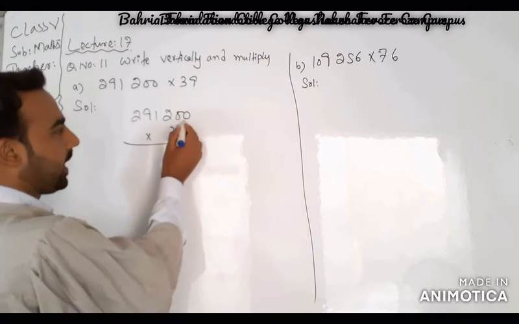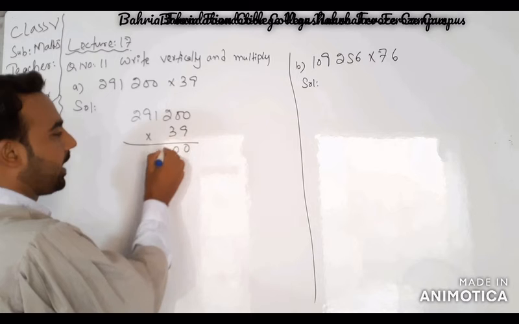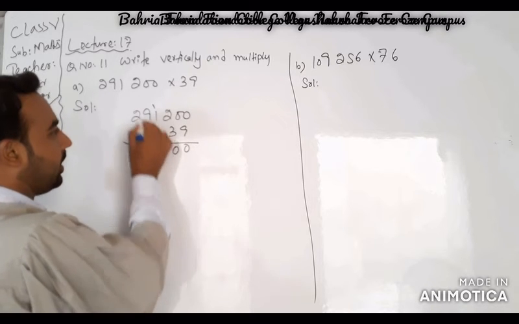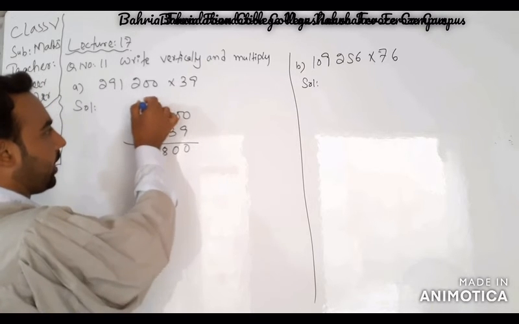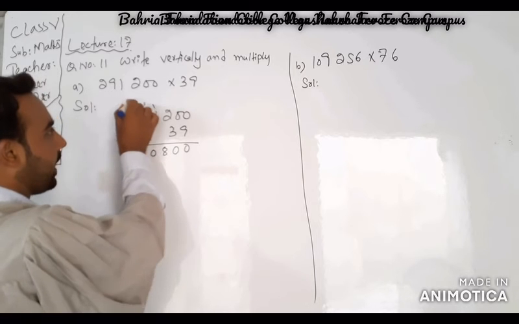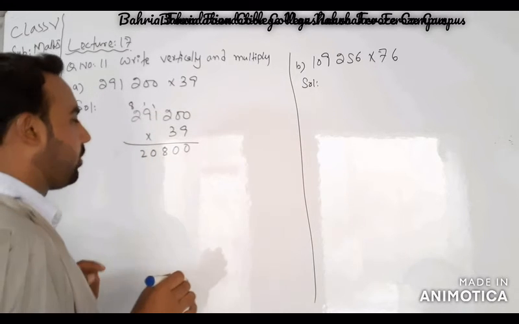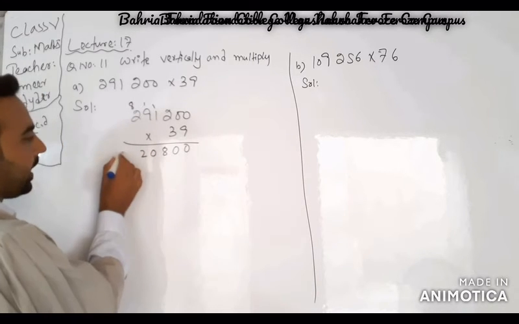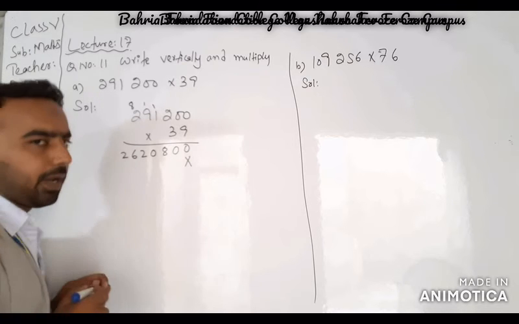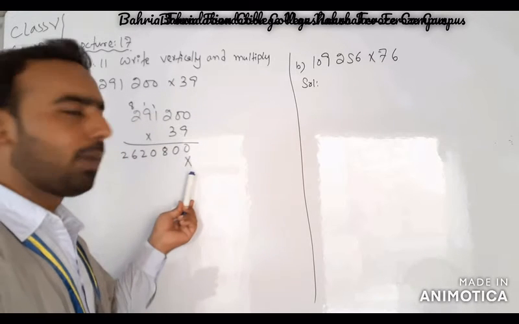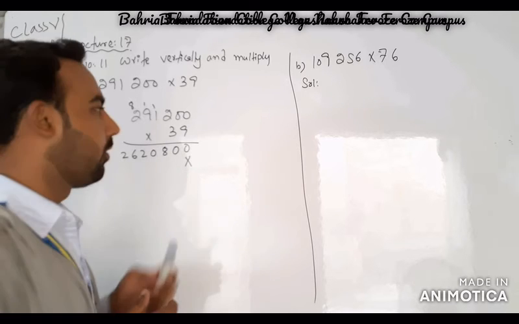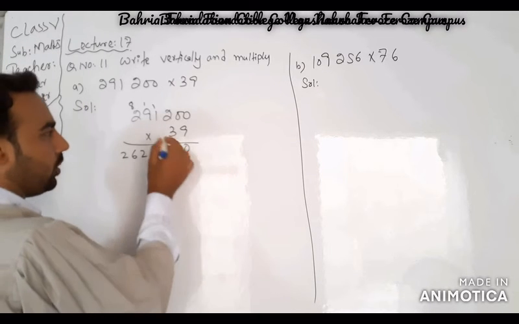So this will be: 9 zeros are 0, 9 zeros are 0, 9 twos are 18, 1 carry on, 9 ones are 9 plus 1 is 10, 1 carry on, 9 nines are 81 plus 1 is 82, 2 here and 8 carry on, and 9 twos are 18 plus 8 will be 26. Then you have performed one time multiplication. Then put here the symbol of multiplication, or it's up to you, you may put the symbol of zero.